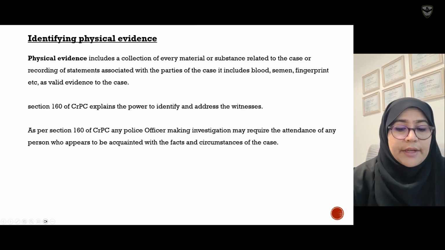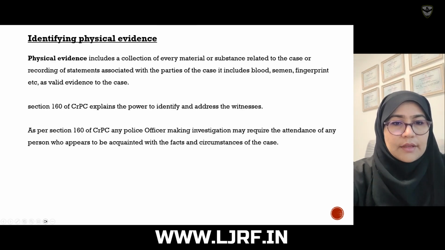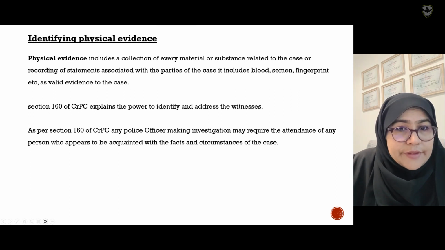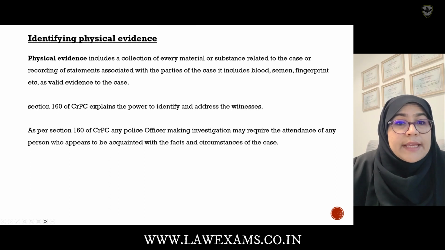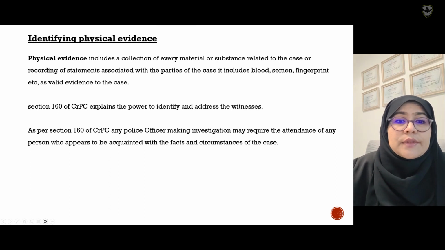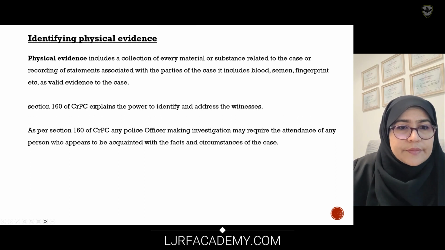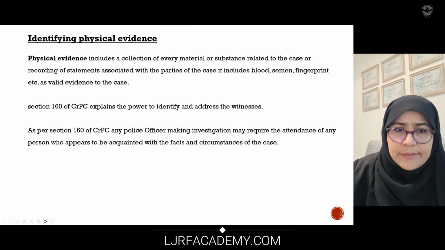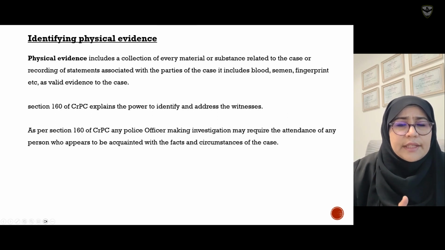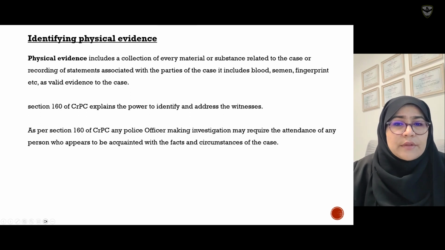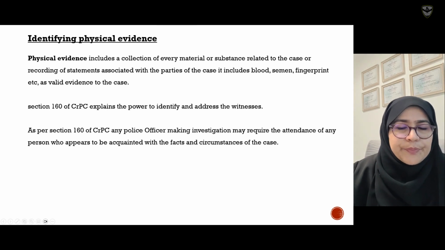Next one is identifying physical evidence. We know the physical evidence includes the collection of every material or substance related to the case, or recording of statements associated with the parties of the case. It includes blood, semen, fingerprints, etc. This is valid evidence to the case, and we know that other than physical evidence, there is also documentary evidence, something that exists on paper or in electronic form.